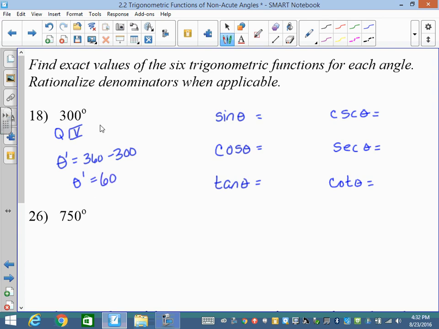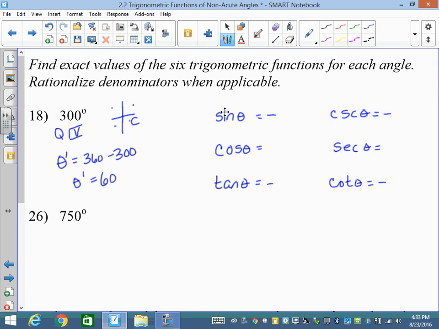So now keep in mind, quadrant 4, all students take calculus. C for cosine. Cosine is positive, which means secant is positive. The other 4 will be negative. This is the number one mistake you're going to make, is you're going to forget your negative sign. So be very, very careful.